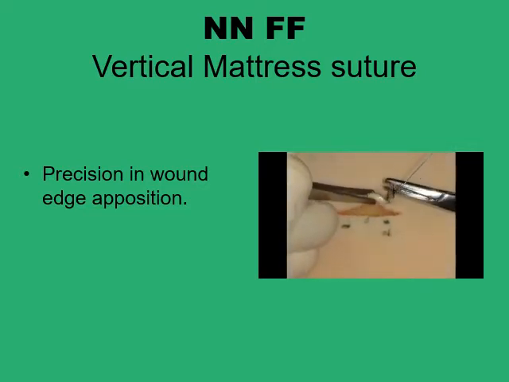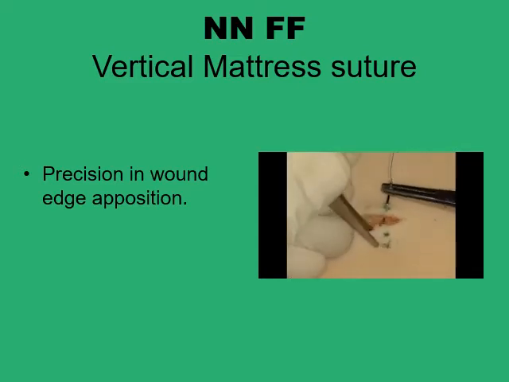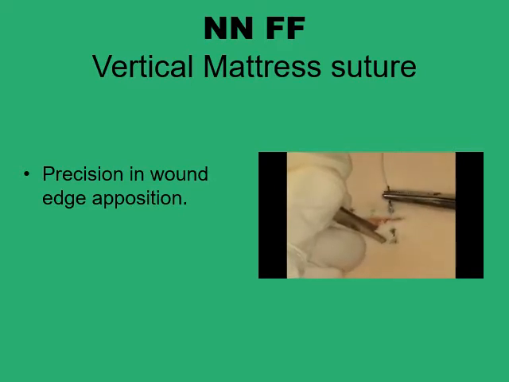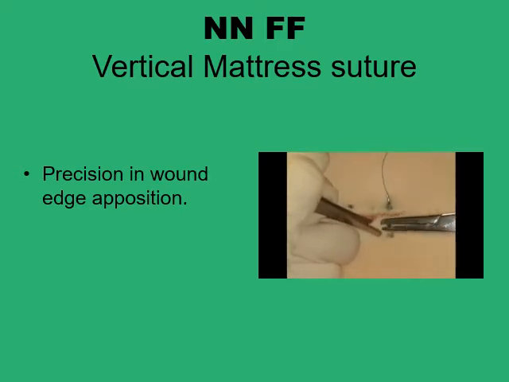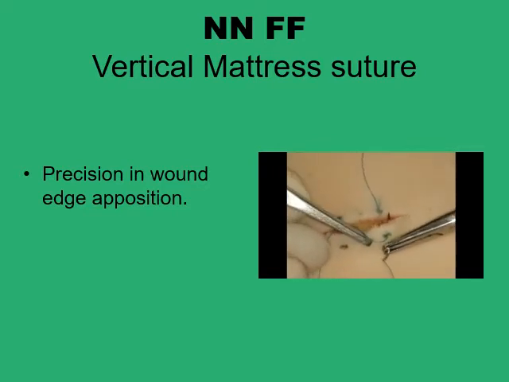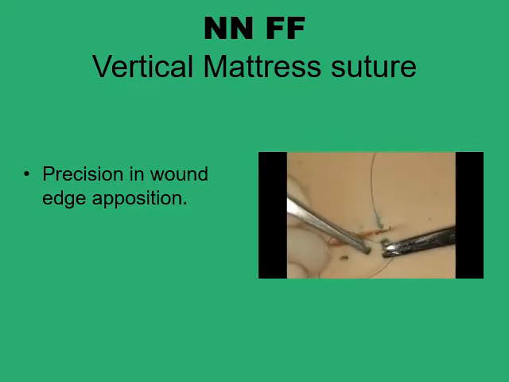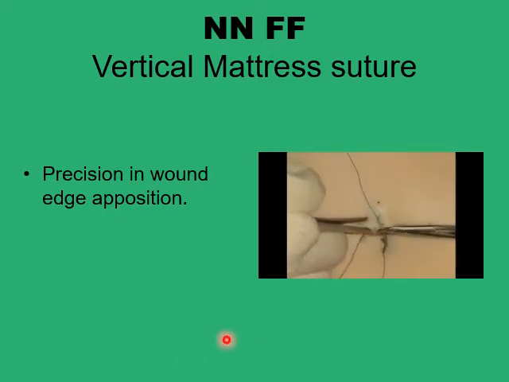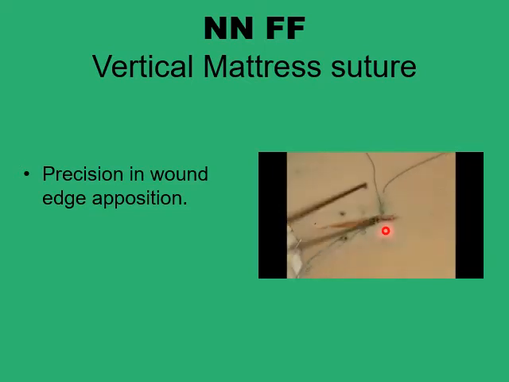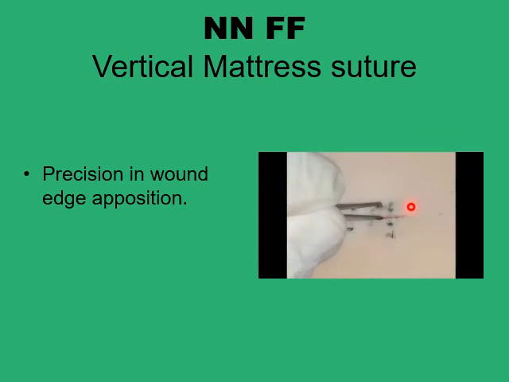This is how you do it. You start with the near to near through the dermis, and then you change the direction of the wound and do the far to far as the second step. And then you tie with the two ends of the strand on the same side of the wound edge.